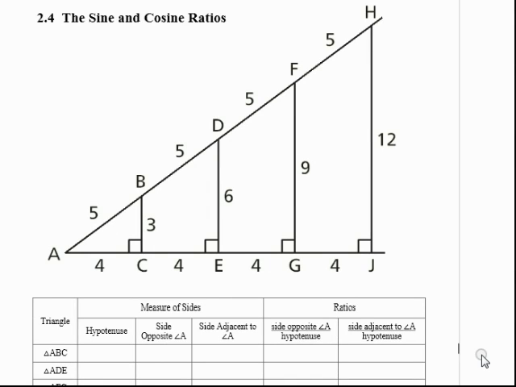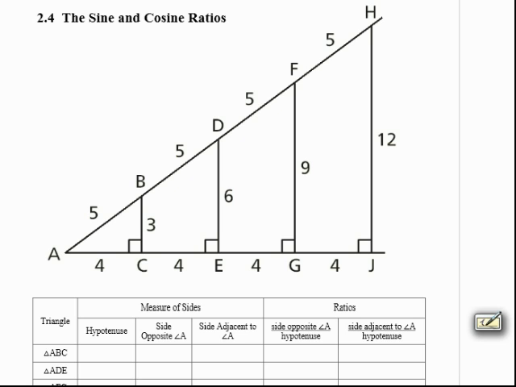Okay, today we're going to do section 2.4 of Foundations in Pre-Calc 10, the sine and cosine ratios. So we're just going to look at what the ratios are, some other ratios in the triangle. We've done tangent, which was opposite over adjacent, and now we're going to do sine and cos, although we're not calling them that on this page.